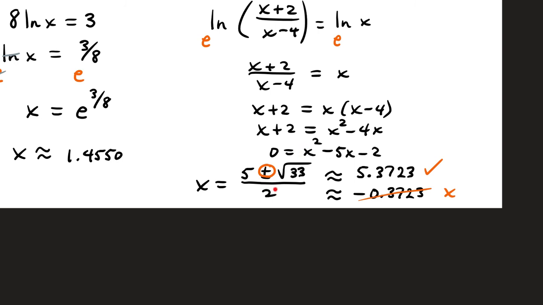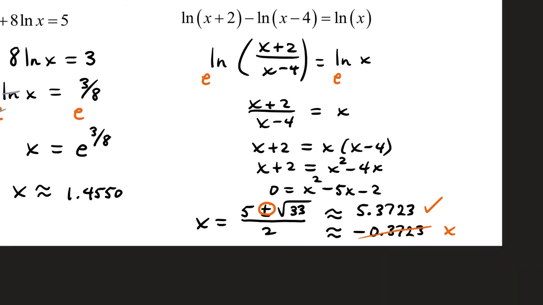Over 2a, 2 times 1 is 2. Using the plus sign, 5 plus square root of 33, all divided by 2, gives us an approximate answer of 5.3723. Using the minus sign gives us an approximate answer of negative 0.3723. Now let's remember those two values.